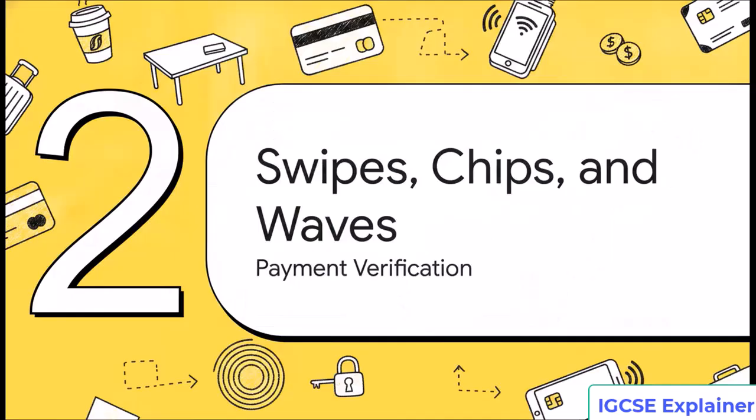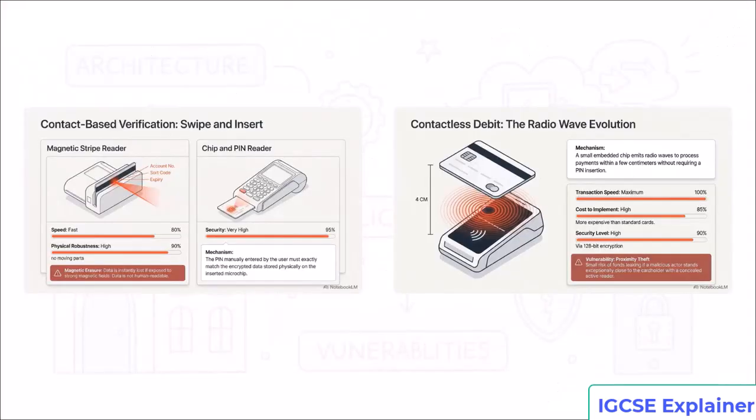Moving right along to Section 2, swipes, chips, and waves, where we talk about payment verification. And this is a perfect evolutionary contrast. Think about contact-based verification, like inserting a chip and PIN card. You physically insert a microchip, manually punch in a PIN, and the machine verifies that the data matches. It's incredibly secure, sure, but it takes a moment.